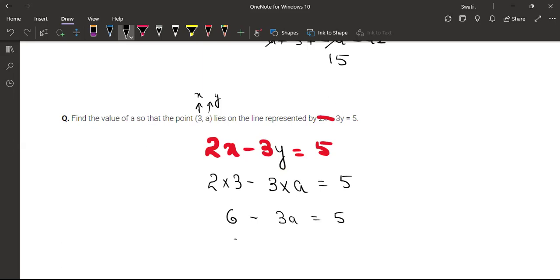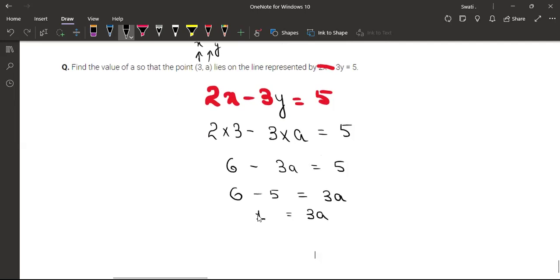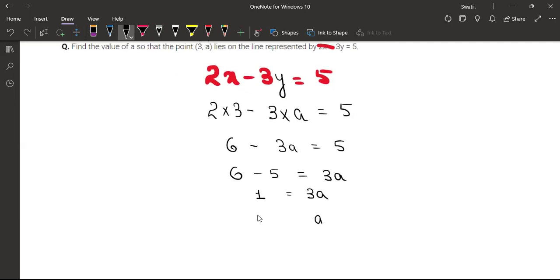Here, Manya, I'll write down 6 as it is. I'll shift 5 to this side, so it will become minus 5. And I'll shift minus 3a to the other side so that it will become plus 3a. Clear? So what is 6 minus 5? It's 1, right? So 6 minus 5 is 1, is equal to 3a. So can you tell me what is the value of a? Will a not become 1 by 3?